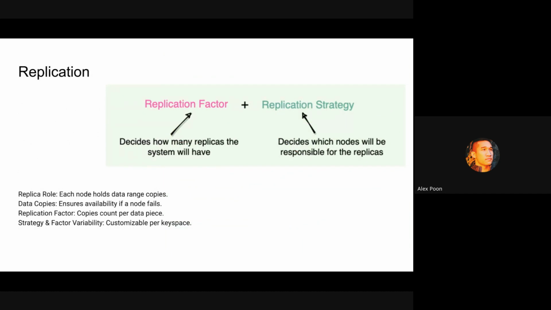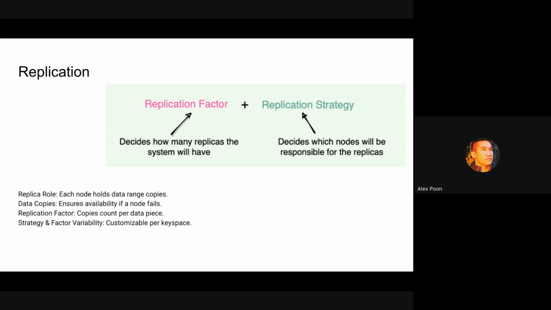Let's talk about replication in Cassandra. Each node in Cassandra serves as a replica for a different range of data. Cassandra stores multiple copies of data and spreads them across various replicas so that if one node is down, other replicas can respond to queries for that range of data. This process of replicating the data onto different nodes depends upon two factors: the replication factor and the replication strategy.